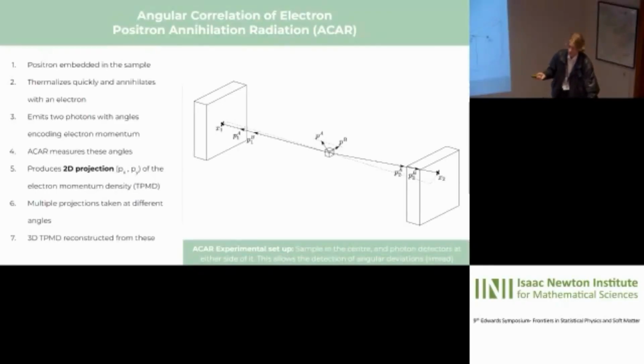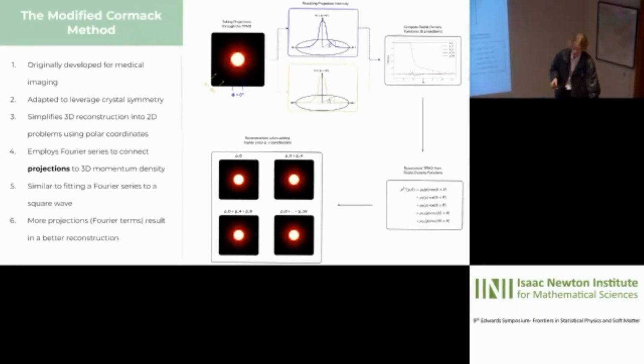And reconstructing this 3D TPMD is an inverse problem, similar to CT or PET scanning in medical imaging. Measurements at multiple angles allow us to reconstruct the full 3D TPMD, from which we can then infer the shape of the Fermi surface in K-space. Conventionally, we use the modified Cormack method, which is adapted for medical imaging and uses crystal symmetry to reconstruct the TPMD with just 5 to 6 projections.